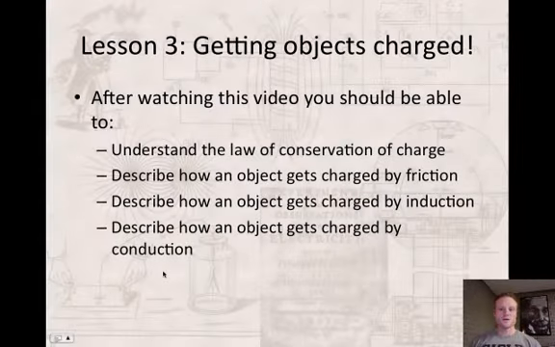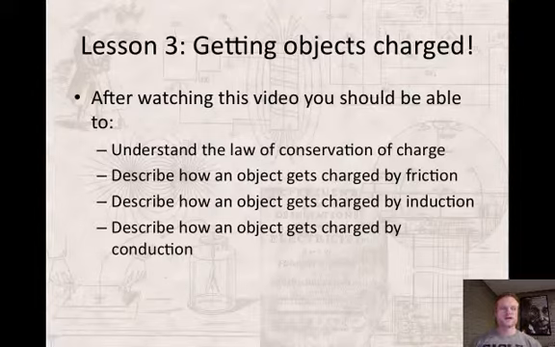In today's video, we'll be talking about how you can get objects charged. After watching this video, you should be able to understand the law of conservation of charge, and be able to describe how an object can get charged by friction, by induction, and by conduction. So 3 different ways you can charge an object, and we're going to talk about all 3 ways today. What a great day it is. All right, let's get right to it.